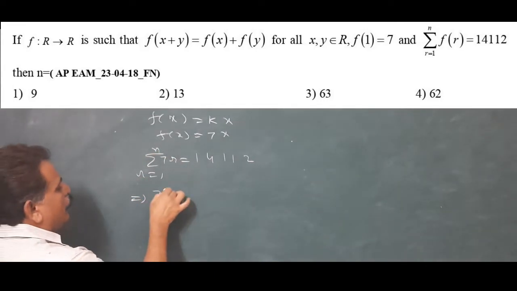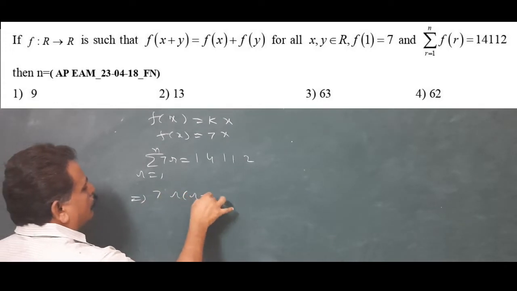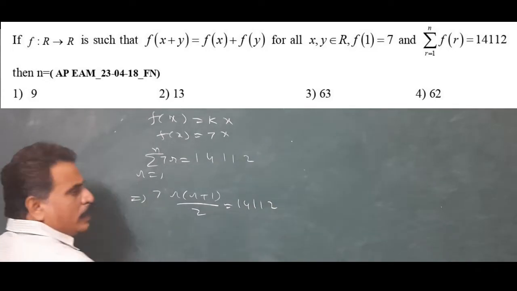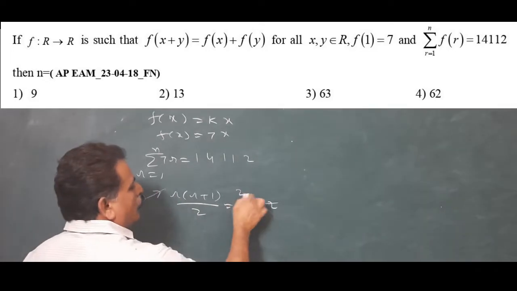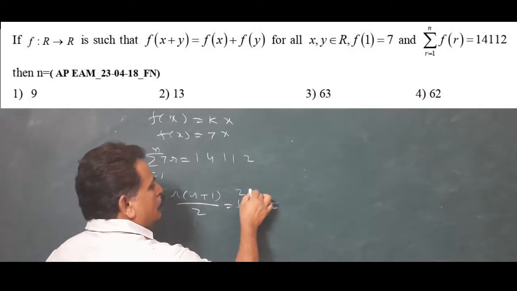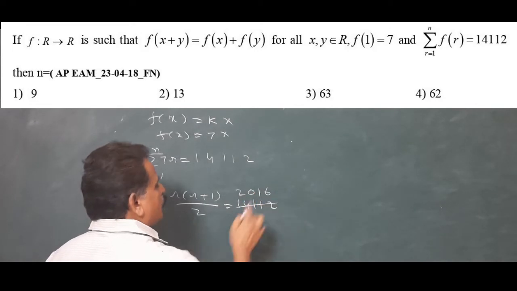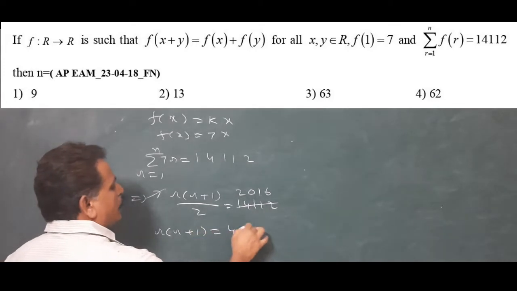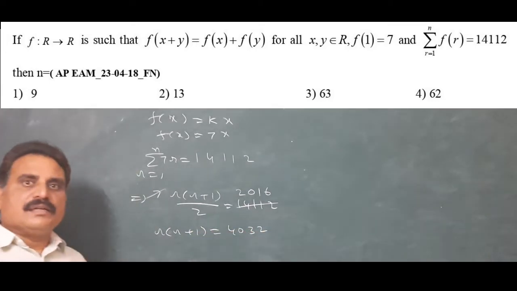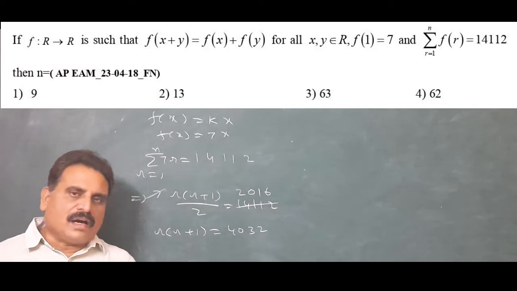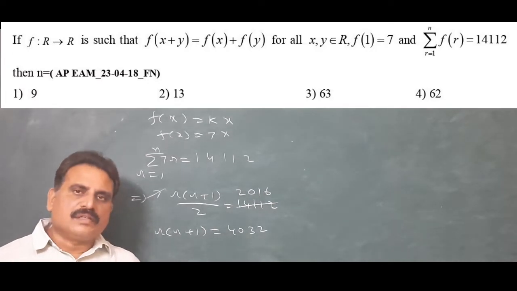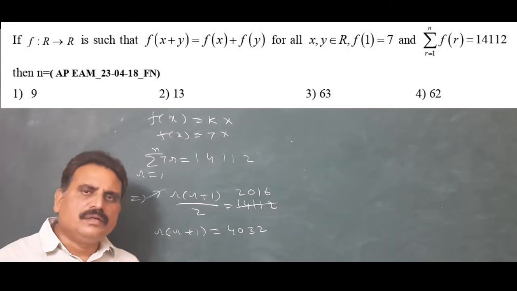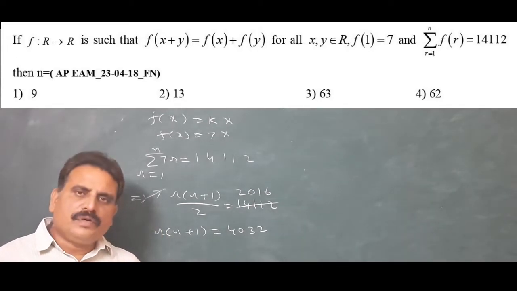That implies 7 into n(n+1)/2 equals 14112. Now cancel 7 in the 2 times 14112 to get n into n plus 1 equals 4032. Now let us observe the options. The product of consecutive terms is 4032. The first one is wrong because 9 into 10 is 90.